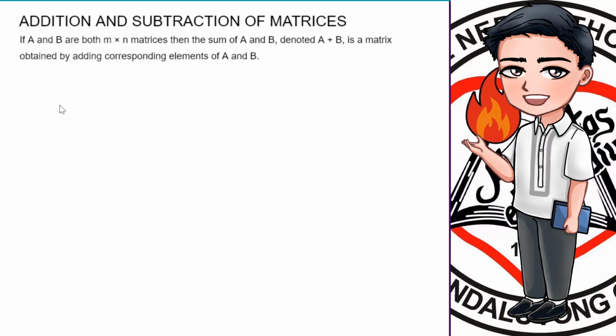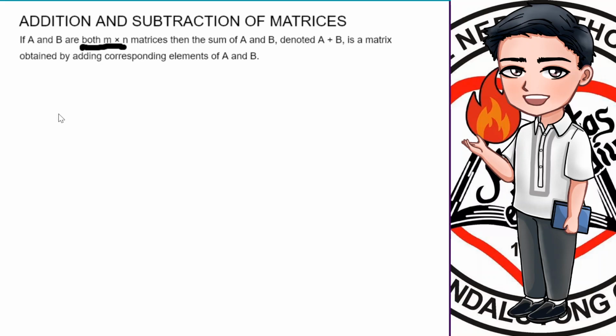So there are two things that we need to remember. The first one is that both matrices are m by n matrices. It means that matrix A and matrix B should be the same size or dimension. If matrix A is 3 by 3, then matrix B should also be 3 by 3 for us to be able to add or subtract these two matrices.